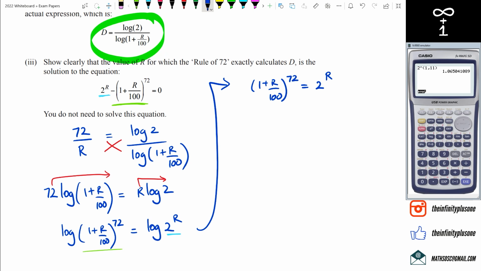And if you see now, we can put this as 0 on the left-hand side. We're going to get 2^R minus (1 + R/100)^72. And I'm trying to think, but that's pretty much it for this question. A weird double excellence question, that's all I can say.